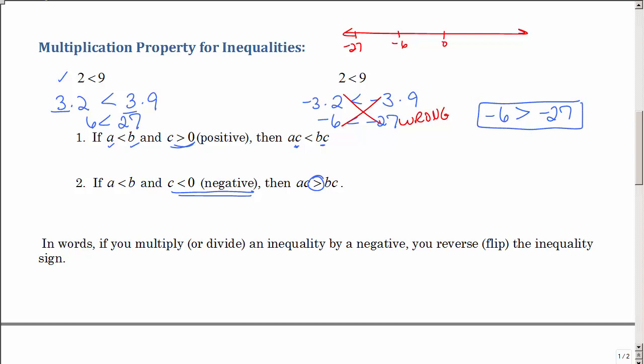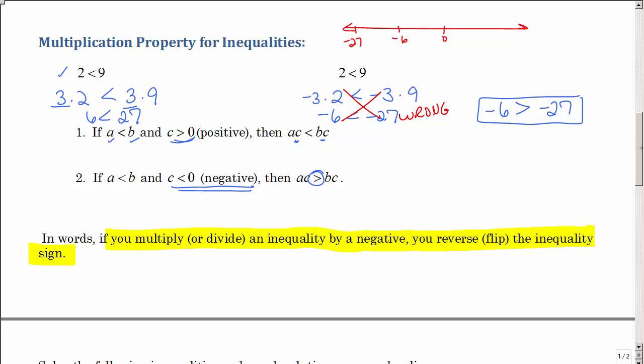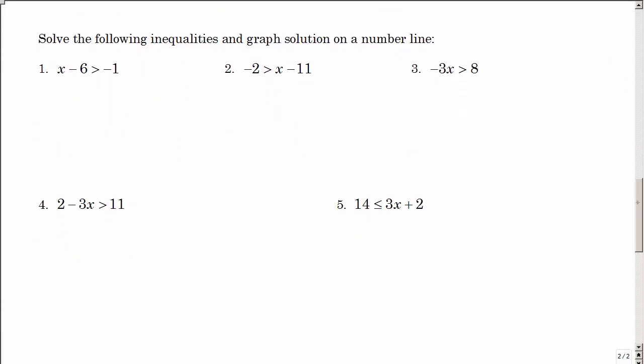In other words, if you multiply or divide an inequality by a negative, you reverse that inequality or flip it around. All right, so multiplication or division by a negative number reverses that inequality. Other than that, you treat them just like equal signs. All right, so let's just go through some pretty easy steps. All right, we're going to solve the inequalities, and I'm going to ask you to graph it also on a number line. Nothing elaborate, just to show me that you can shade in the appropriate direction.